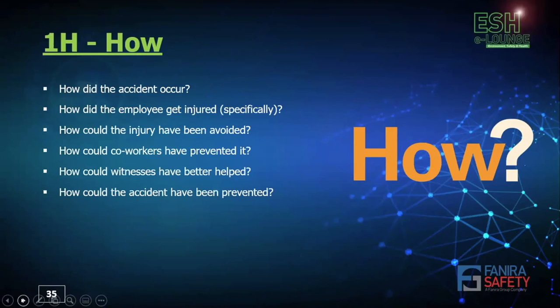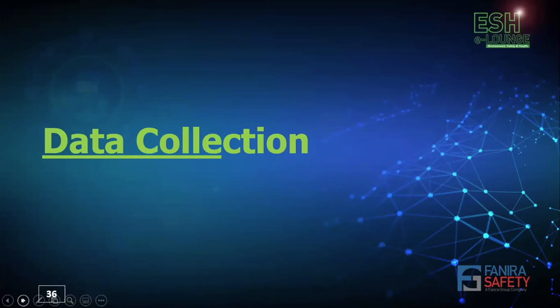And the how. How did the accident occur? How did the employee get injured? Sometimes the severity of the injury may indicate that more complications might have taken place during the course of the job. How could co-workers have prevented it? How could witnesses have better helped? And how could the accident have been prevented? So those are the pertinent questions that come from the 5 Ws plus 1 H.